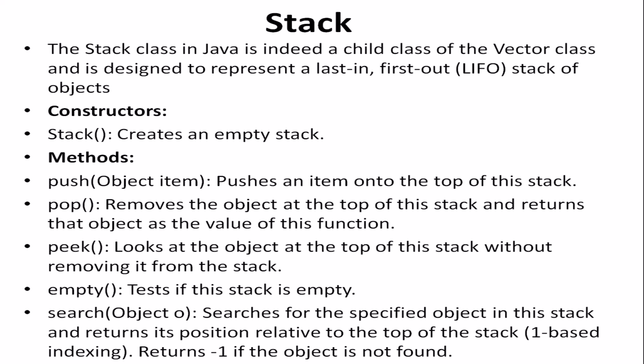The methods are push, which pushes an item onto the top of the stack. Here we have a parameter, object item. Next, pop removes the object at the top of the stack and returns that object as the value of the function. Next method is peek, which looks at the object at the top of the stack without removing it from the stack. Empty tests if the stack is empty or not.